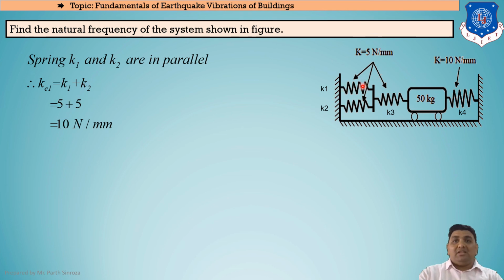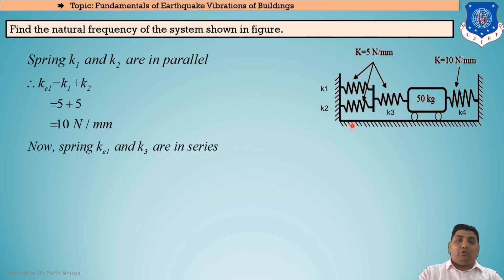The stiffness for K1, K2, K3 is given as 5 Newton per mm, and K4 stiffness is given as 10 Newton per mm. So here it will be 5 plus 5, that is 10. Now these 2 springs are combined in the form of KE1. So now this will be our KE1, which will be in series with K3. Clear? You can get it. This will be our KE1 combined, and this will be our K3. So KE1 is now in series with K3.